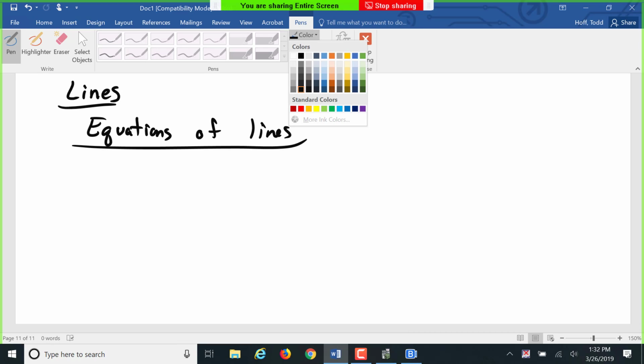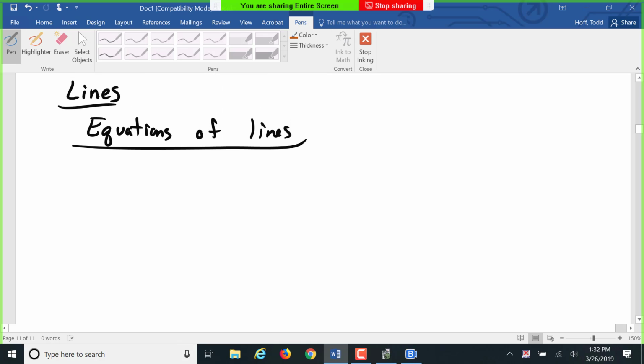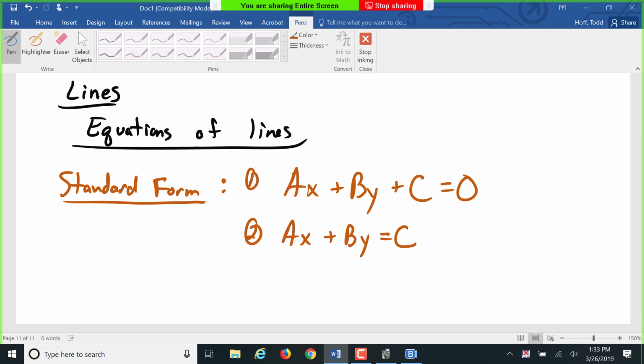And we have a few standard or common forms of lines that we use. One of them is called standard form. The standard form of a linear equation is simply ax plus by plus c equals 0. That's one of the standard forms. The other standard form might look like this: ax plus by equals c. Both of those are considered variations of standard form.